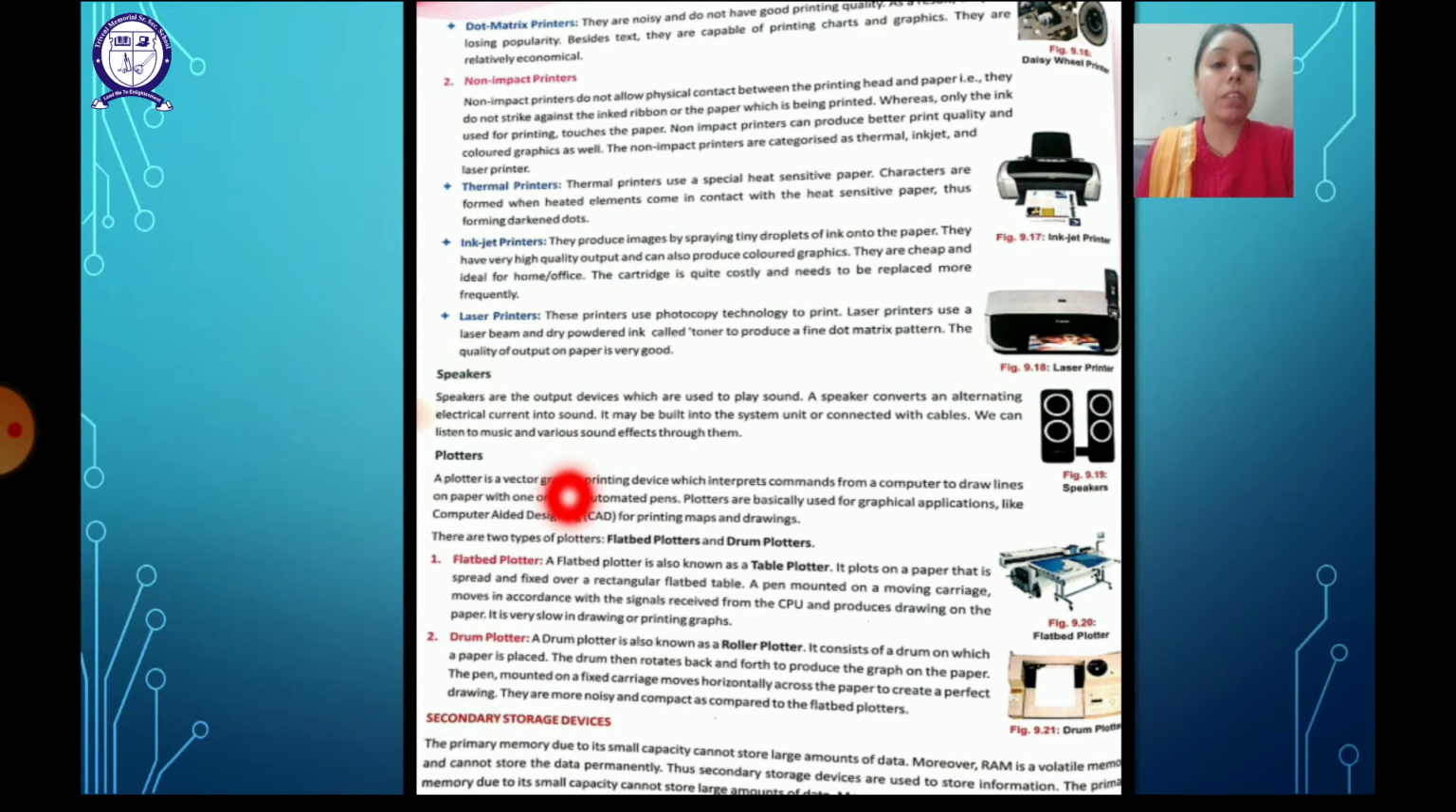Then we have the next output device, that is speakers. You all must have used speakers, which are used to play sound. They convert alternating electric current into sound and may be built into the system unit or connected with cables.